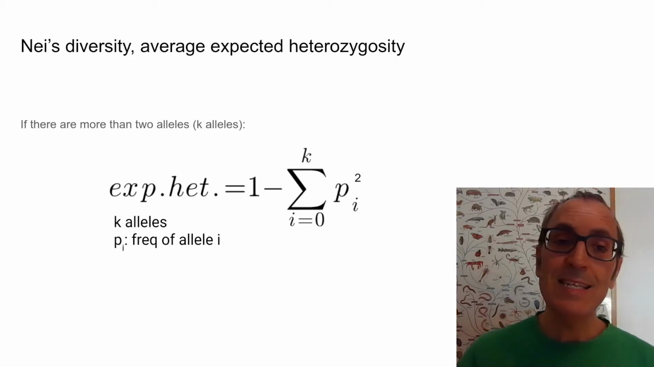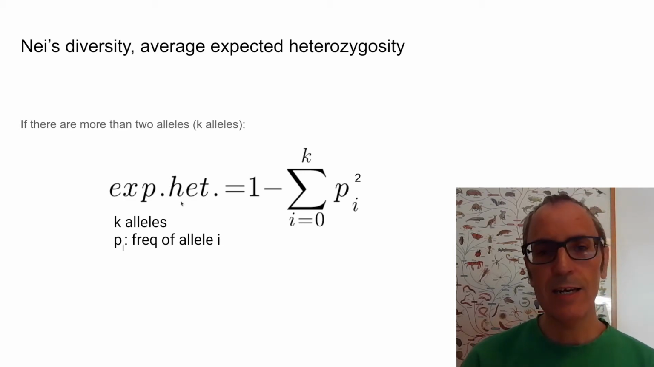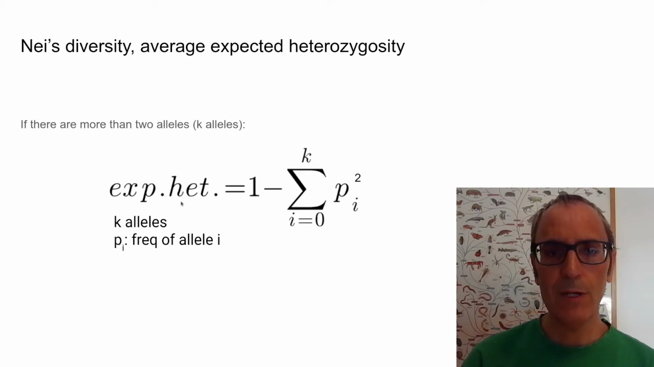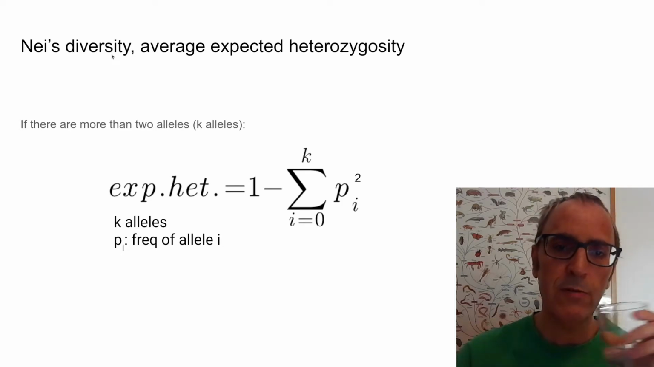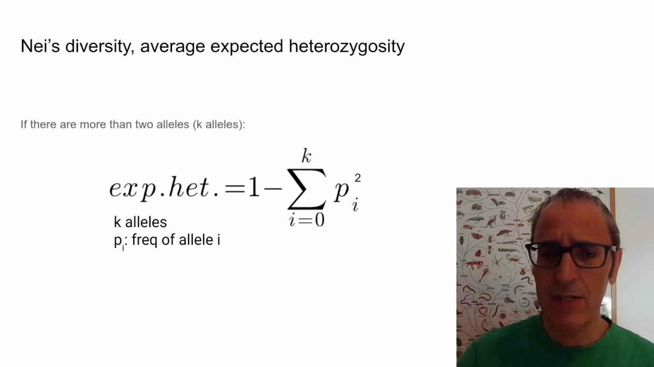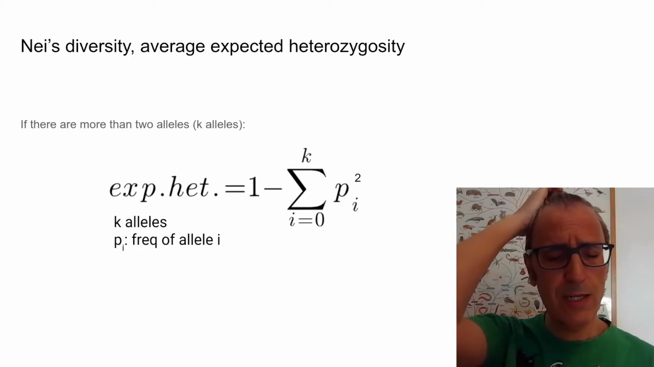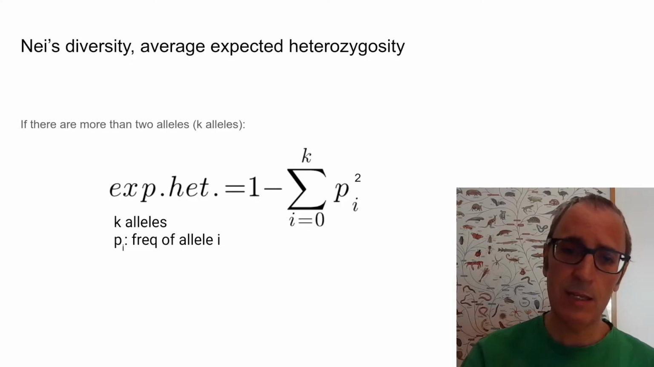So this is one of the most common indexes that we use to characterize the diversity of a population. It's called expected heterozygosity and also Nei's diversity. These two names are used for this measure, and it's very, very common. You will see that in almost any paper in which they talk about genetic diversity, this is one of the indexes that they calculate.